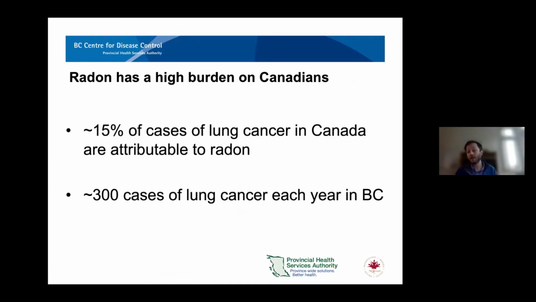It's estimated that about 15% or so of cases of lung cancer are attributable to radon. So, second to tobacco smoke, it is a very key cause of lung cancer in Canada. That means that somewhere on the order of 300 or so lung cancers in BC are caused by, or attributable to, radon.